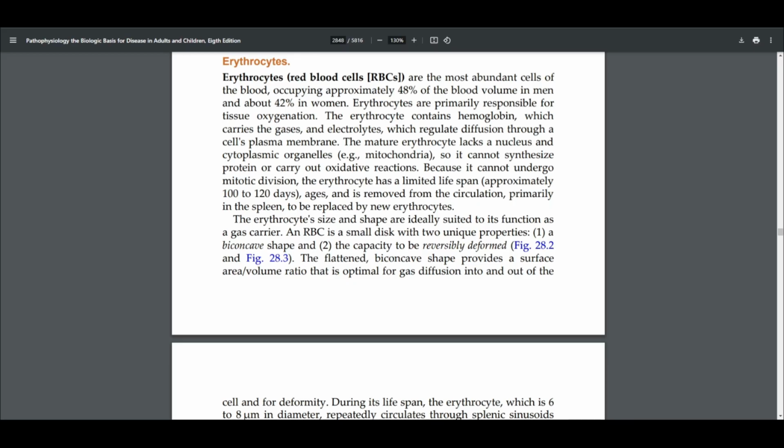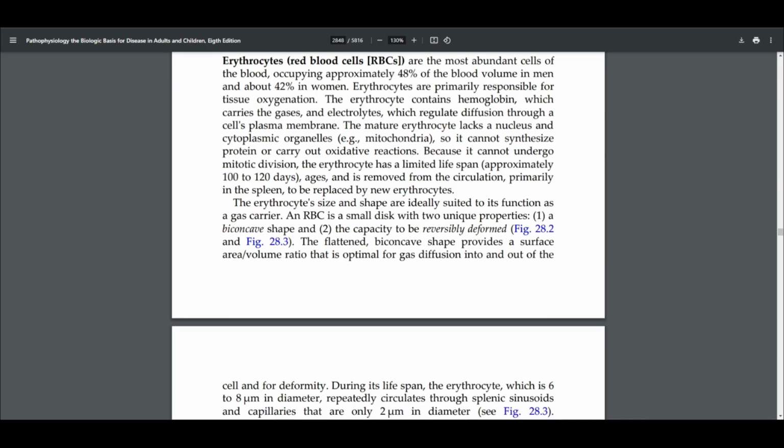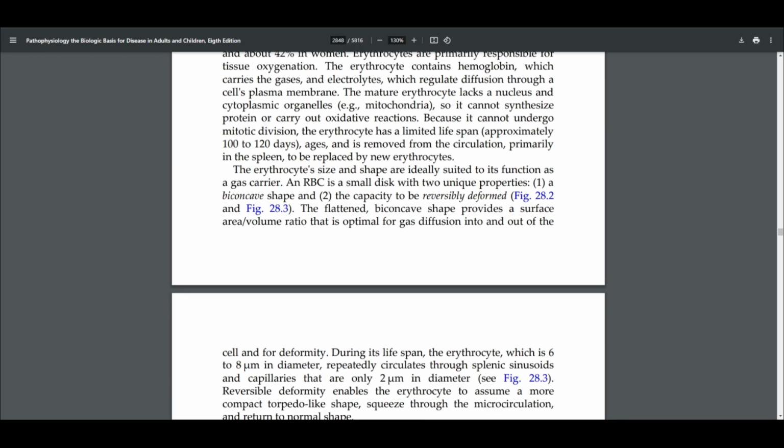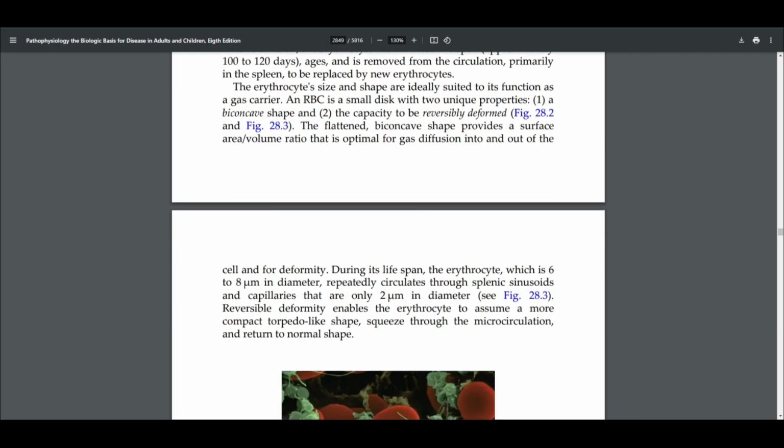The erythrocyte contains hemoglobin, which carries the gases, and electrolytes, which regulate diffusion through the cell's plasma membrane. The mature erythrocyte lacks a nucleus and cytoplasmic organelles, so it cannot synthesize proteins or carry out oxidative reactions. Because it cannot undergo mitotic divisions, the erythrocyte has a limited lifespan, usually about 100 to 120 days, and ages and is removed from the circulation primarily in the spleen to be replaced by new erythrocytes.